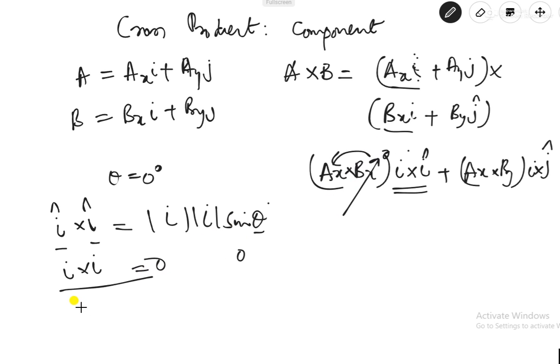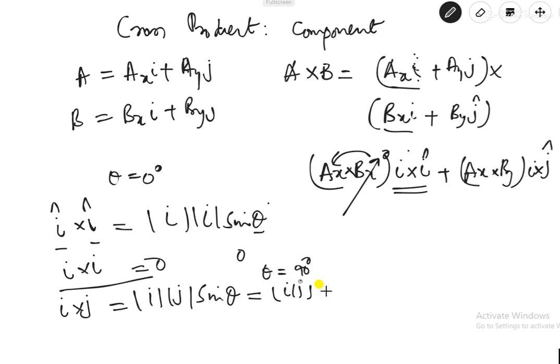But I cross J, let's see what we get. I cross J is equal to I magnitude J magnitude sine theta. Theta is equal to 90 here, because these two are perpendicular to each other. I into J is equal to 1, because these two are unit vectors. So that is equal to Ax Ay, right? And this is represented by the K vector, right? If two are perpendicular vectors, there is a third vector.